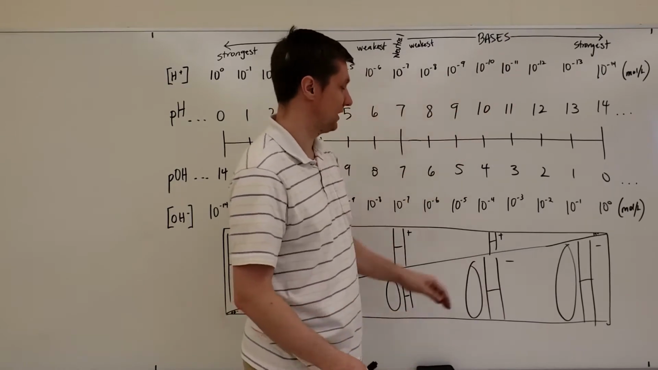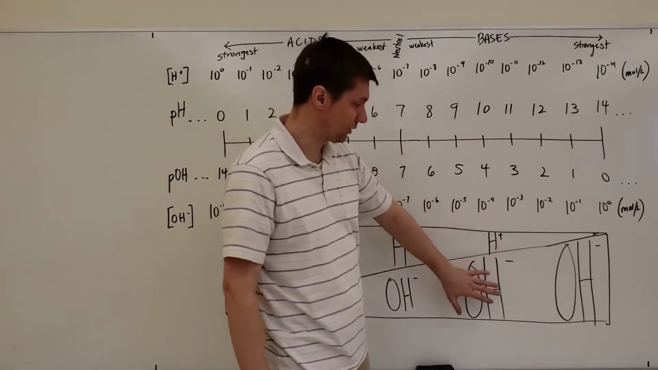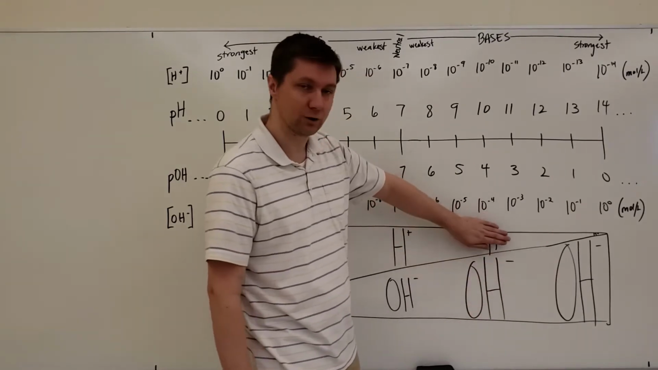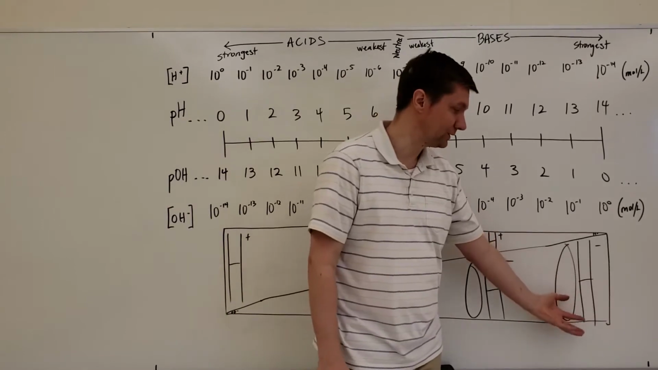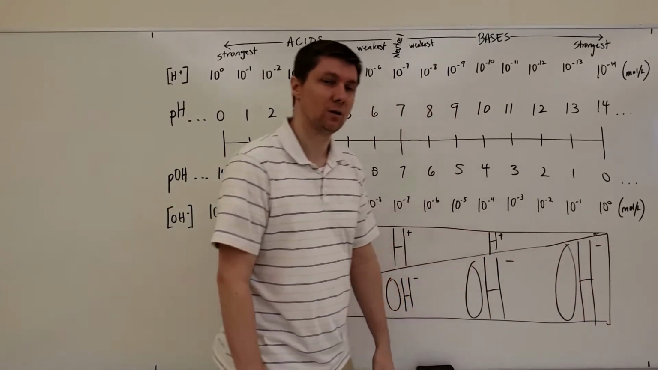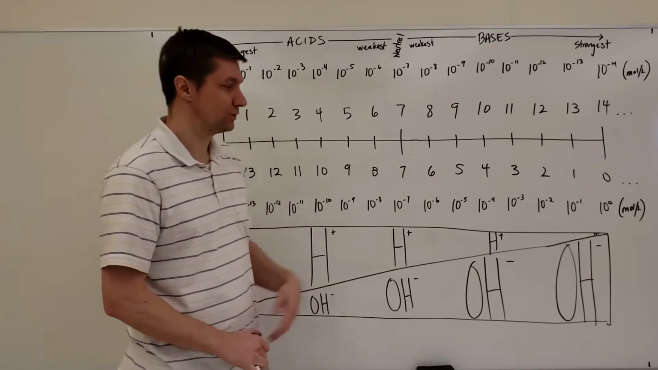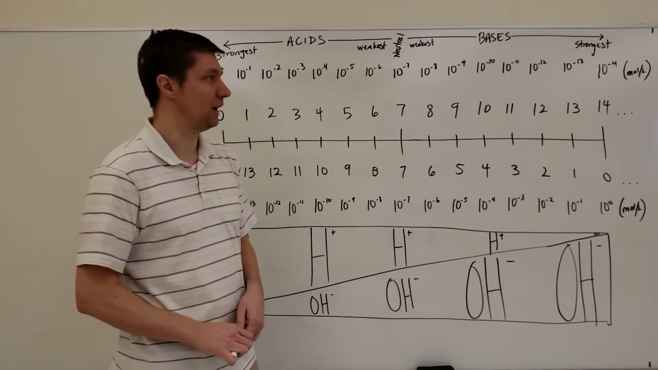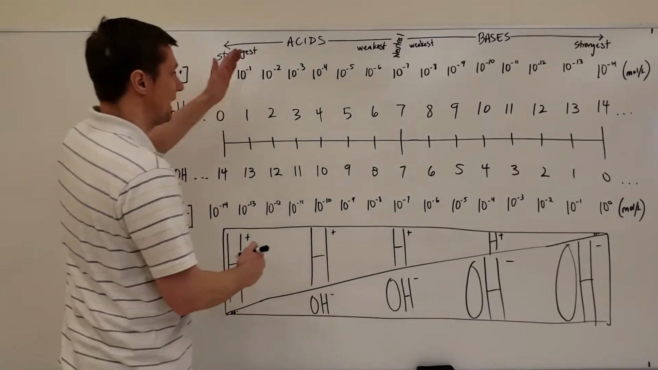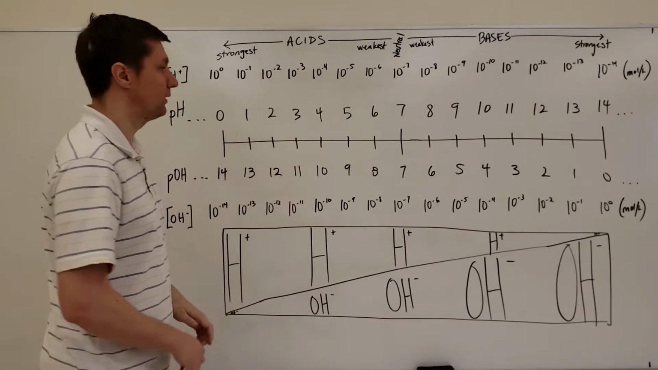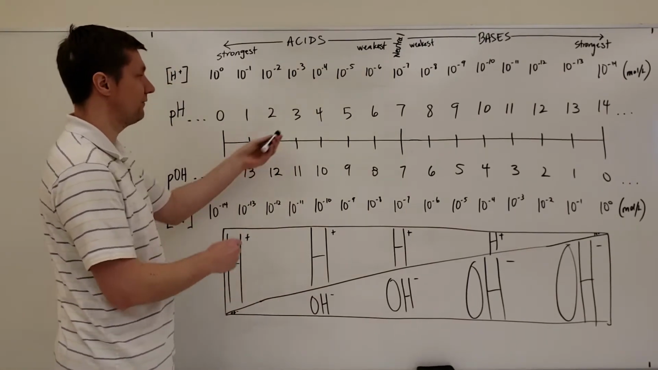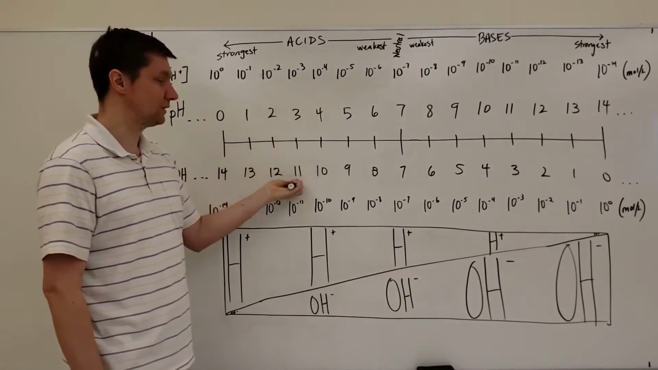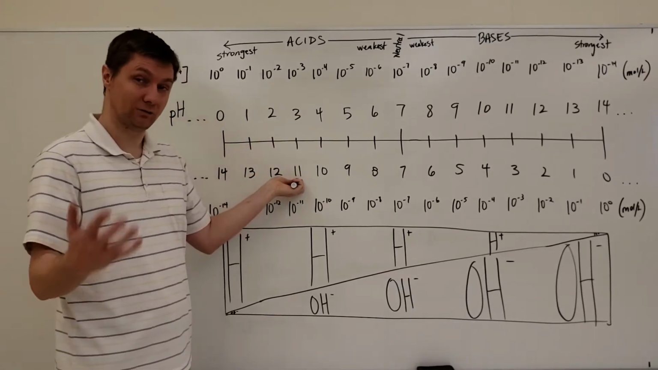over here on this side of 7, I now start to get way more hydroxide ions in solution compared to the hydrogen ions. And way over here, this is why base properties dominate these types of solutions, because they contain way more hydroxide ions than they do hydrogen ions. And so this scale is actually equal vertically. So if I have a solution that has a pH of 3, then that means that the solution also has a pOH of 11.